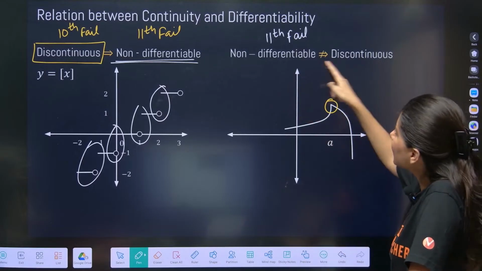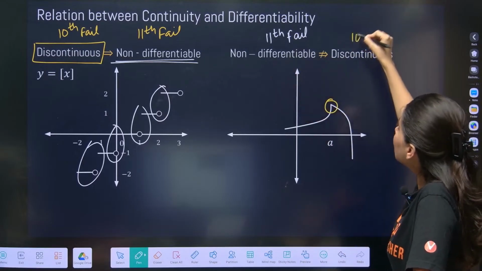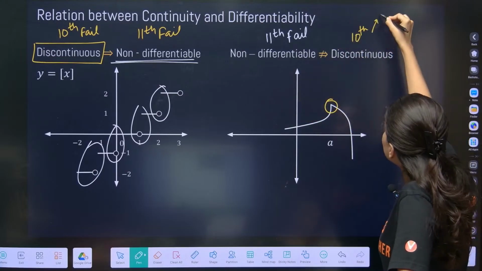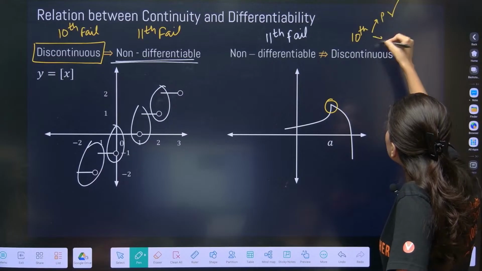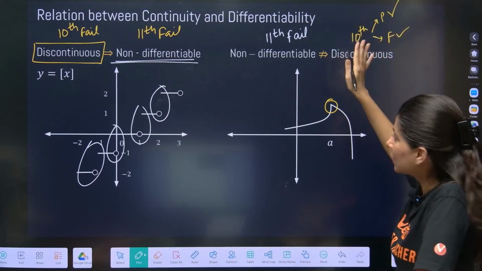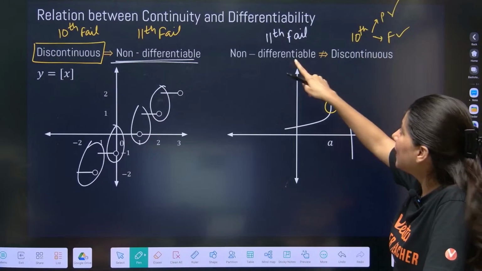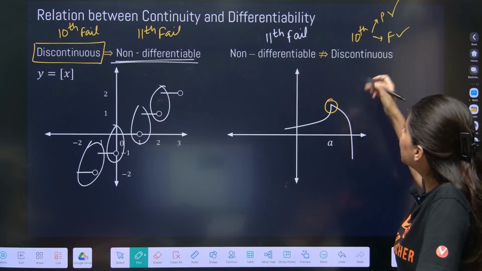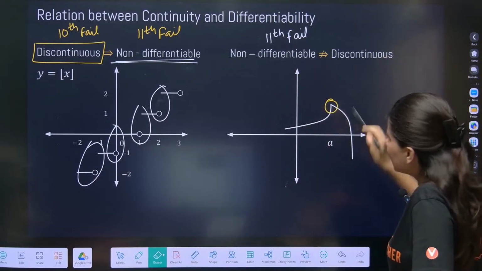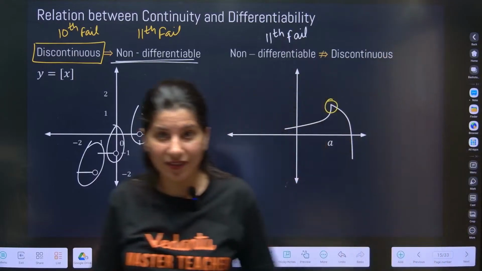So we cannot say that since it is non-differentiable, 10th must also be fail. That is a presumption. 10th can be pass also, it can be fail also. I cannot say. Right now this function is 11th fail, but 10th pass.